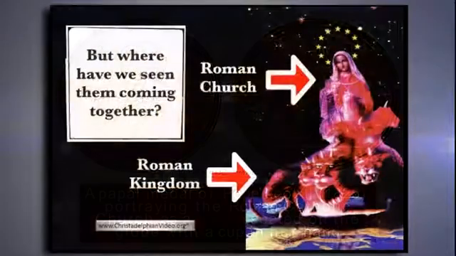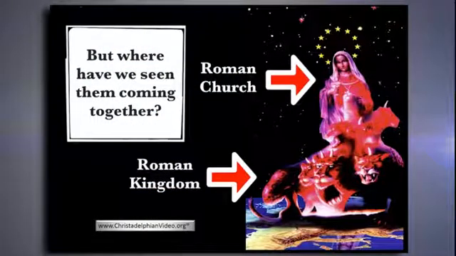Okay, so why does it get interesting? Well, you've got a woman sat upon a beast. That beast comes from Daniel. It's a Roman beast. It's a kingdom. Now remember, there was a little horn that comes out of the 4th beast, which was religious, but the beast itself was political. It was a kingdom.